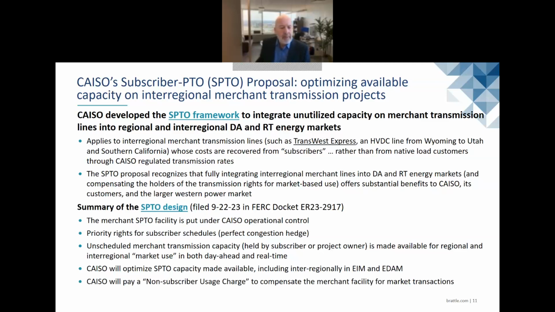Because regulated customers do not pay for a merchant line, the CalISO would pay a non-subscriber usage charge to compensate for any market use of the merchant facility. And it would be paid from the access charge and wheeling revenues, which will increase because the additional interregional transfer capability is actually increasing the wheeling revenues that CalISO would collect, and customers benefit from the lower cost imports facilitated through this type of arrangement.